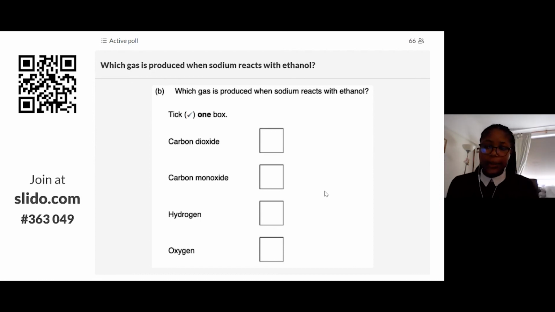Okay, so just waiting for a few more of you to answer the question, which gas is produced when sodium reacts with ethanol? So please remember that there were 3 different reactions we just looked at for alcohols. We looked at combustion reactions when alcohols react with oxygen in the air. We looked at the reaction with sodium, and we looked at how ethanol is made in fermentation. So this is asking you about the reaction with sodium.